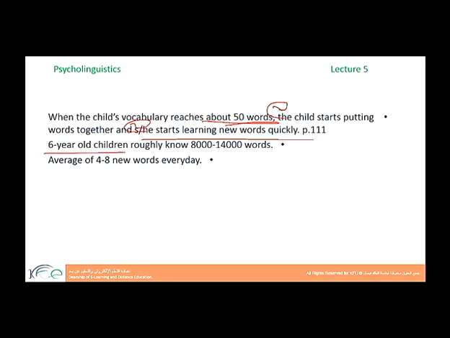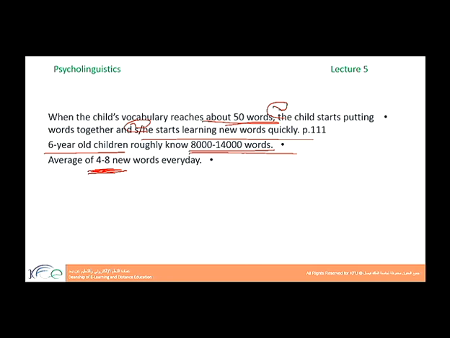Around 6 years old, children roughly know about 8,000 to 14,000 words. And that's a lot. If you think about it, it's like 4 to 8 new words every single day. I'm not saying that every single day the child learns 4 to 8, but it's an average, just average. So around 6 years, the child would roughly know 8,000 to 14,000 words. So on average, 4 to 8 new words every day. And that's a lot, isn't it?